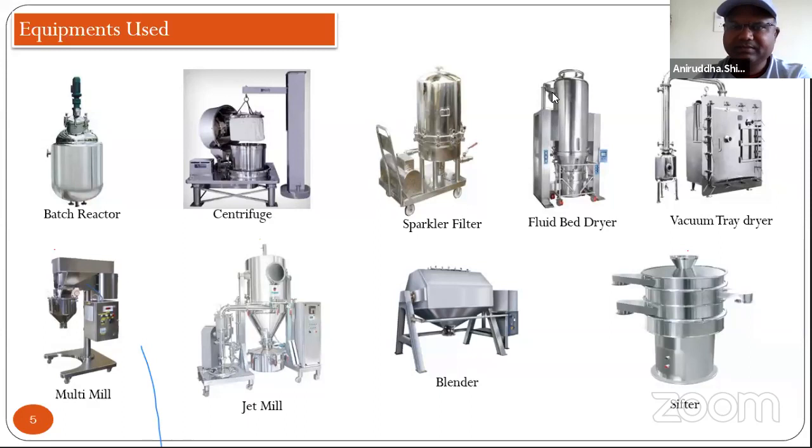So see, this is the fluid bed dryer. There are so many dryers in the industry, but the popular one is the fluid bed dryer. Then this is the vacuum tray dryer, the Rotocone vacuum dryer, and the Rotocone vacuum paddle dryer. So these are the key dryers used in the industry. The purpose of drying, as you know, is to remove the solvent from the wet cake or from the solid material. So that is the purpose.